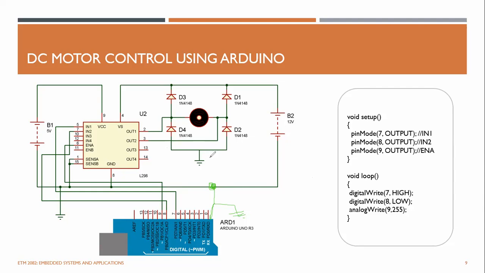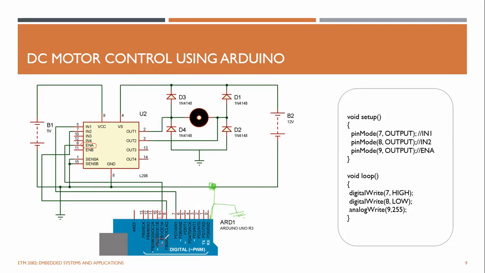Then you can connect one of the digital pins. You can see this symbol is for PWM, right? If you use any of these pins, it is dedicated for PWM generation. So here you can see I have used this one, pin number 9, which is connected to the ENA, right? ENA comes to pin number 9, which is for generating PWM.